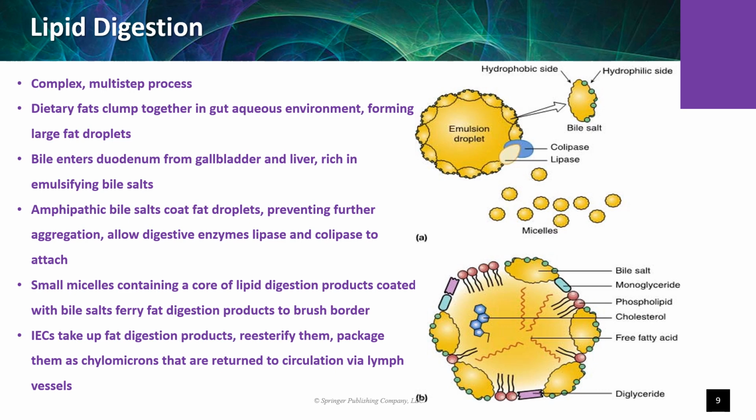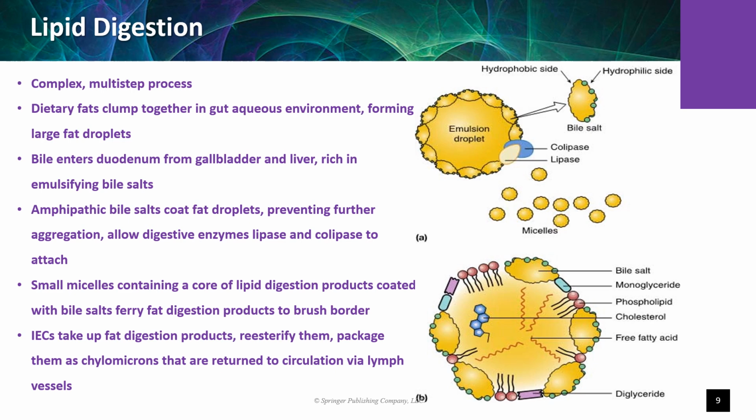In A, you can see the large fat droplets that will be emulsified by bile salts, producing smaller fat droplets. In B, the fats in small fat droplets are digested by lipase and their breakdown products are packaged in micelles, also coated by bile salts. The micelle stage allows diffusion to the brush border and absorption of small lipid molecules.